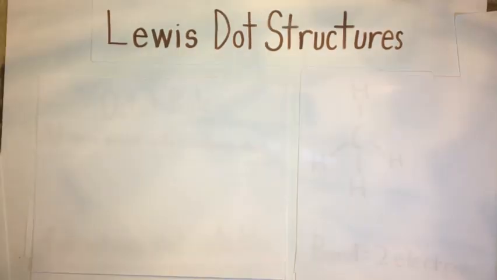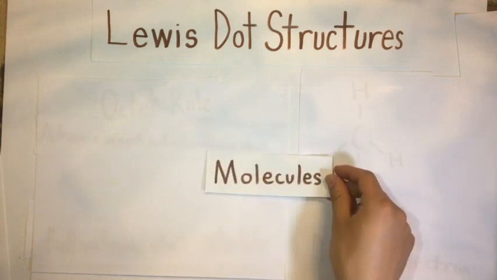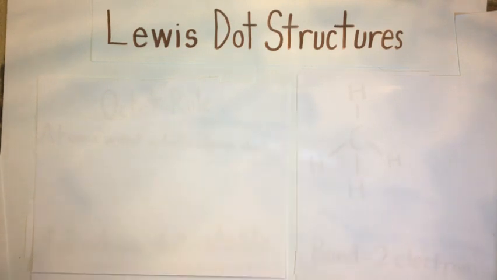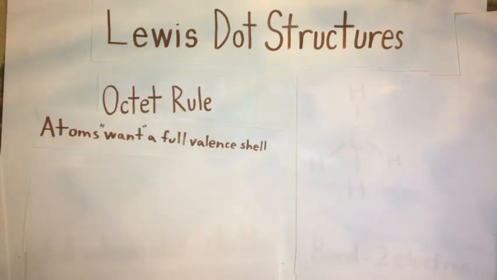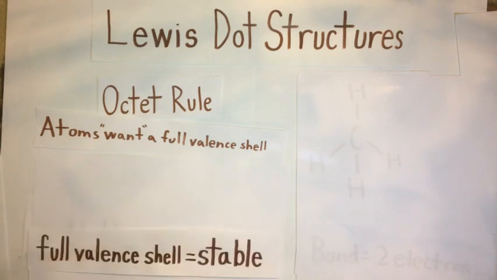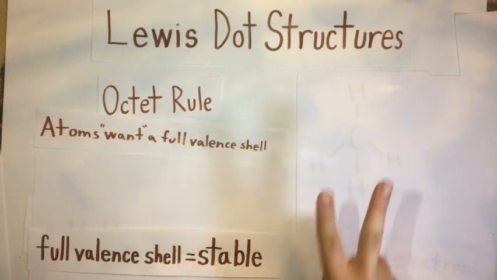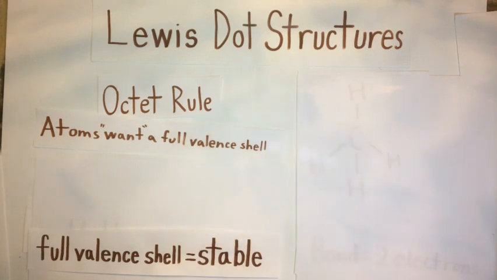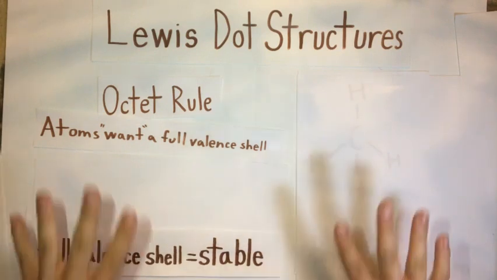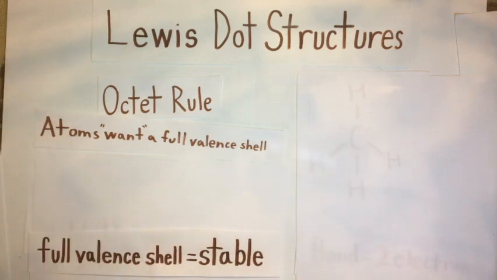Next, we will draw the Lewis structure of molecules. To guide us, we will use the octet rule, which states that atoms want a full valence shell of electrons in order to have maximum stability. In hydrogen and helium, a full valence shell has 2 electrons, but for all other elements, a full valence shell consists of 8 electrons. Now, let's draw the Lewis structure of a methane molecule.